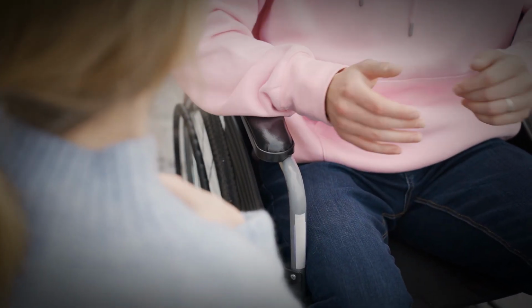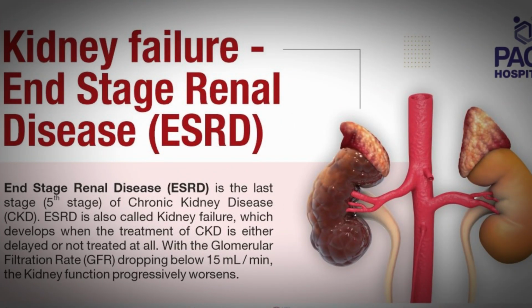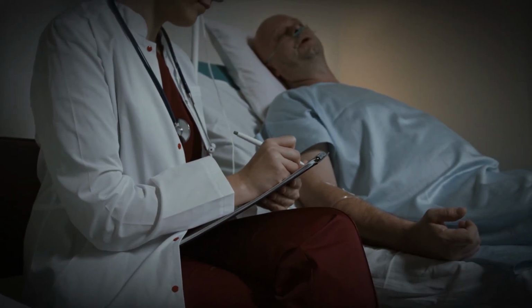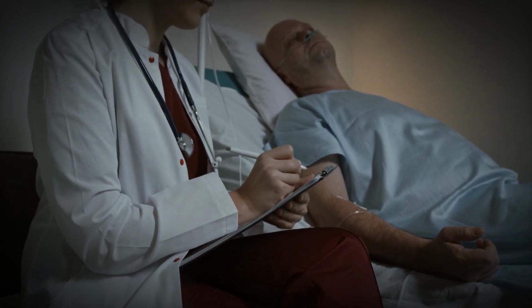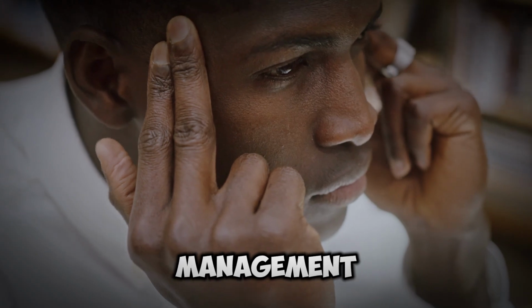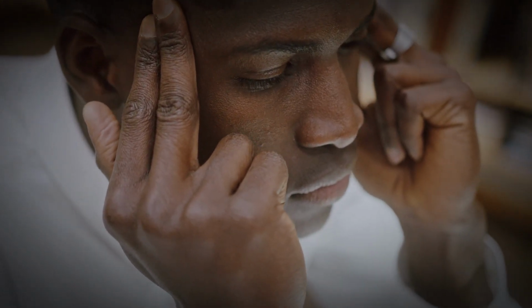Diabetic nephropathy. Diabetes can cause kidney damage, known as diabetic nephropathy. This condition can lead to chronic kidney disease, and in severe cases, kidney failure. The kidneys play a critical role in filtering waste products from the blood, and when they are damaged, this function is compromised. Early detection and management are key to slowing the progression of nephropathy and preventing kidney failure.